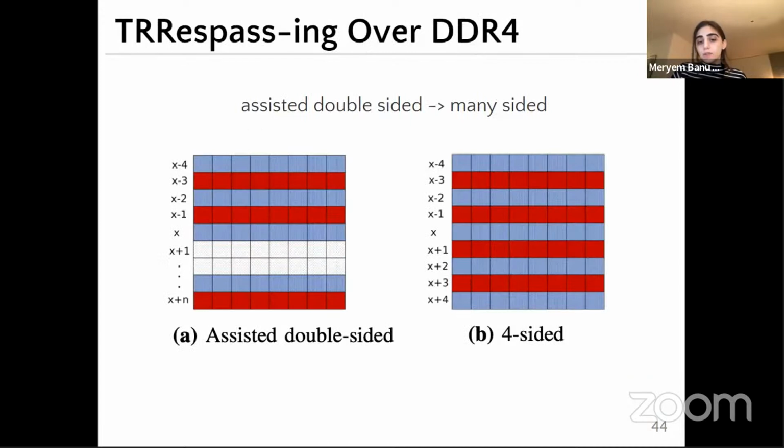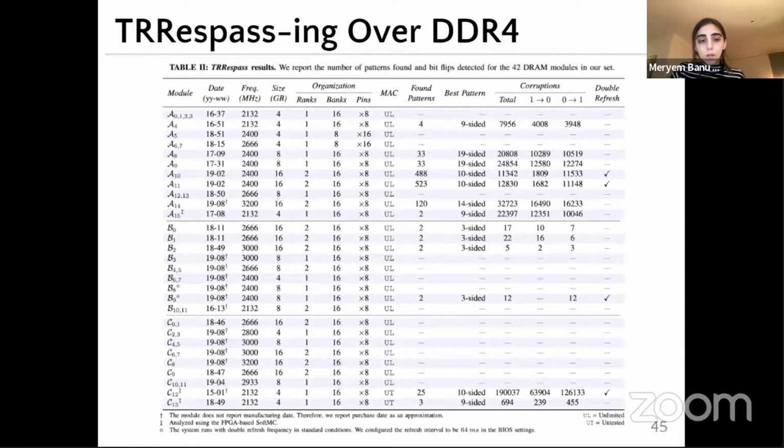The analysis of TRRespass on all of these 42 DRAM modules then allowed the authors to generalize the assisted double-sided access pattern to a broader class of access patterns, which they call many-sided RowHammer. Here are the results of this evaluation.